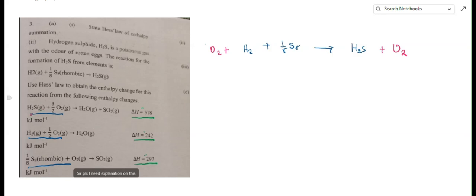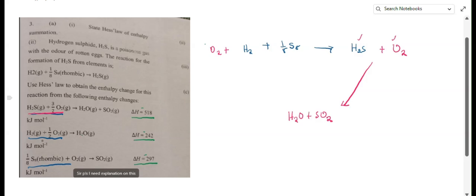Let's start from the first one. H₂S plus oxygen is this. H₂S plus oxygen, what does it give us? What's the product? It gives H2O plus SO2. So it's going to be H2O plus SO2. So it means we have the standard heat of combustion of H₂S. It gives H2O plus SO2.